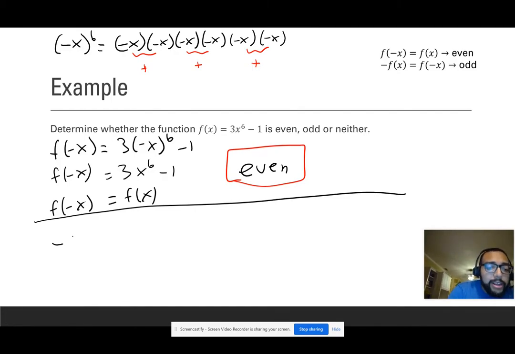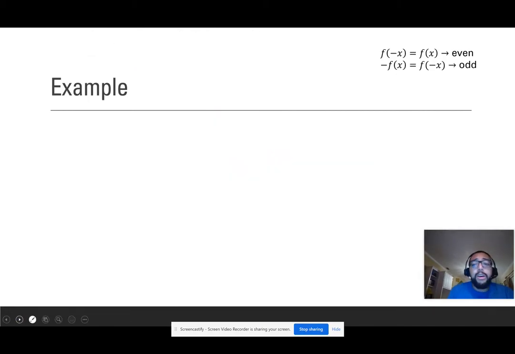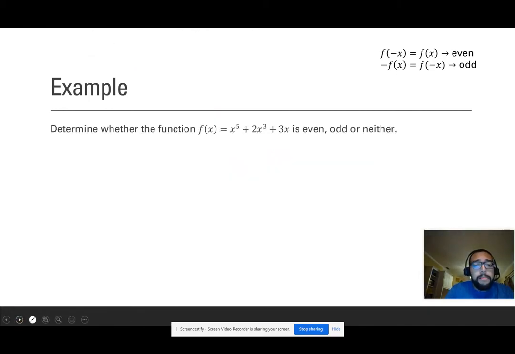So negative f of x is negative, 3x to the 6 minus 1. Well, negative on the outside means distribute that negative to everything on the inside. And hey, let me get the laser pointer. This is clearly not the same thing as this. That means it is not odd. You could have stopped after you did the first thing, but I want to make sure we understand why it's also not odd.